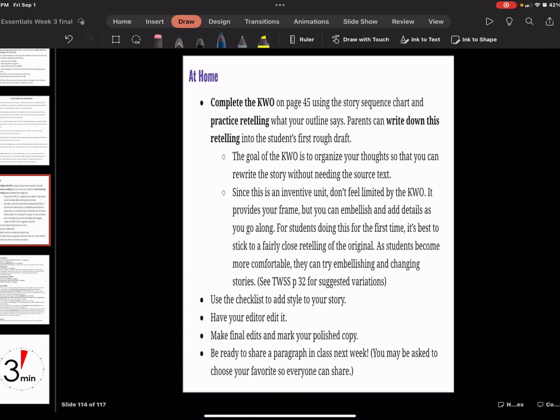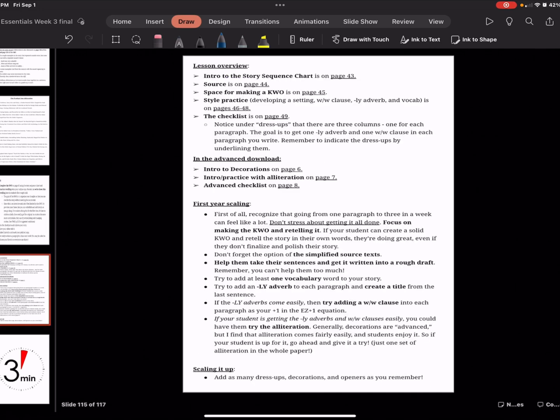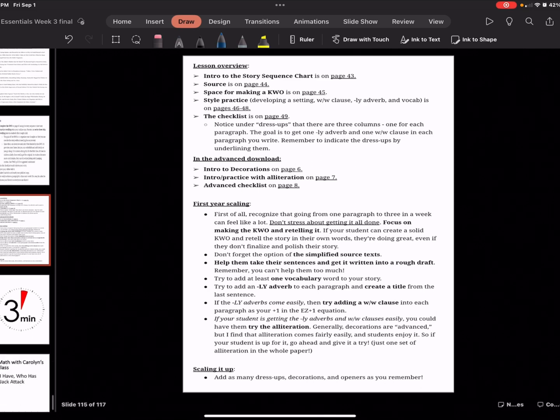So we've got our reading groups. I think we'll be okay on timing with just sticking to the reading group. Okay, so lesson overview is here. I'm not going to read through all of it. You can pause the video and look. And it's got some first year scaling information and scaling it up as well. So you can look at all of that. But if anybody has any questions, let me know.